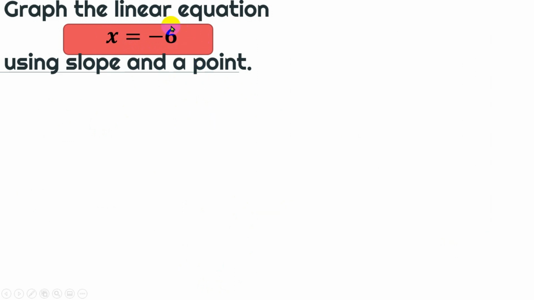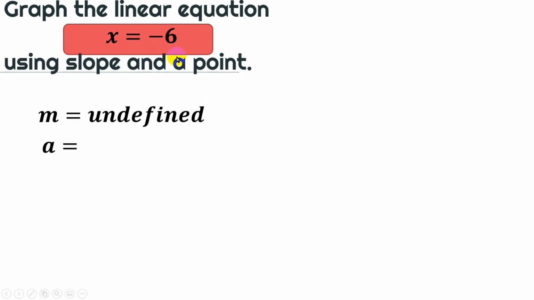Then, for the last example, what if we have x = -6? So, wala tayong y-intercept. Bakit? Kasi wala naman po tayong slope-intercept form dito. Meron lang tayong x = -6. So, yung slope natin, hindi siya 0 kasi hindi naman po siya slope-intercept. Ang ating slope dito is undefined.